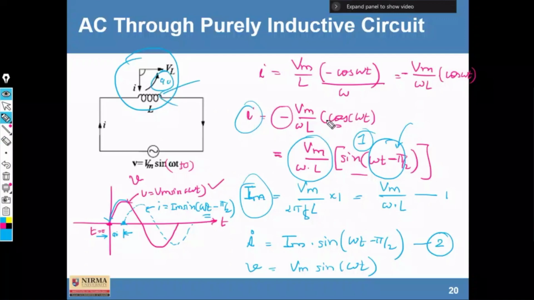Fine. In the next lecture, we will continue with the purely capacitive circuit, and then we will have a combination of all these RL, RC, and RLC circuits, and then we will derive the different equations. And finally, we will go for power factor, and the relationships.